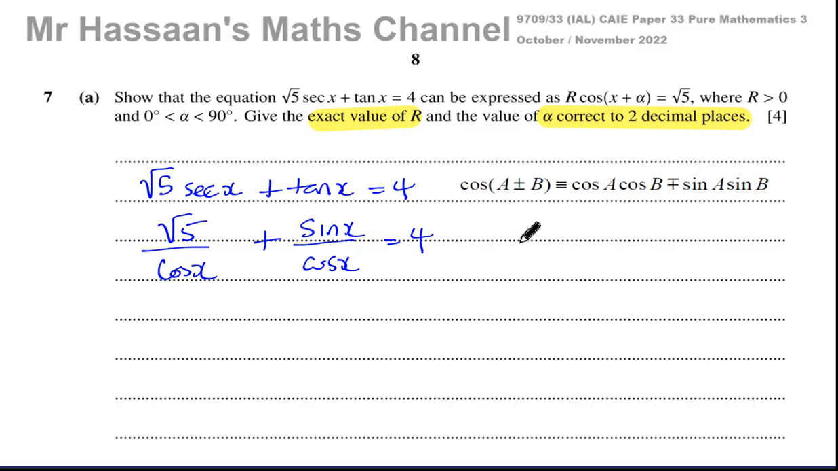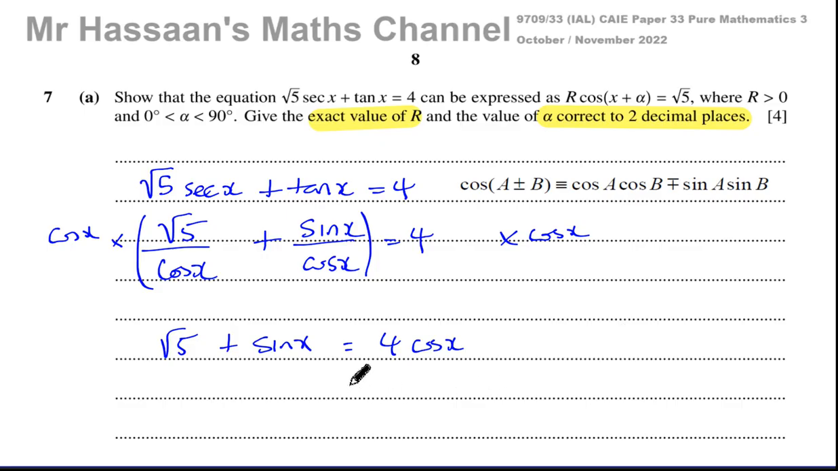Let's multiply both sides of the equation by cosine x. The cosine x cancels when it multiplies with this. The cosine x multiplies all of this side. This becomes root 5, and this becomes, with the cosine x cancelling, plus sine x, equals 4 times cosine x.